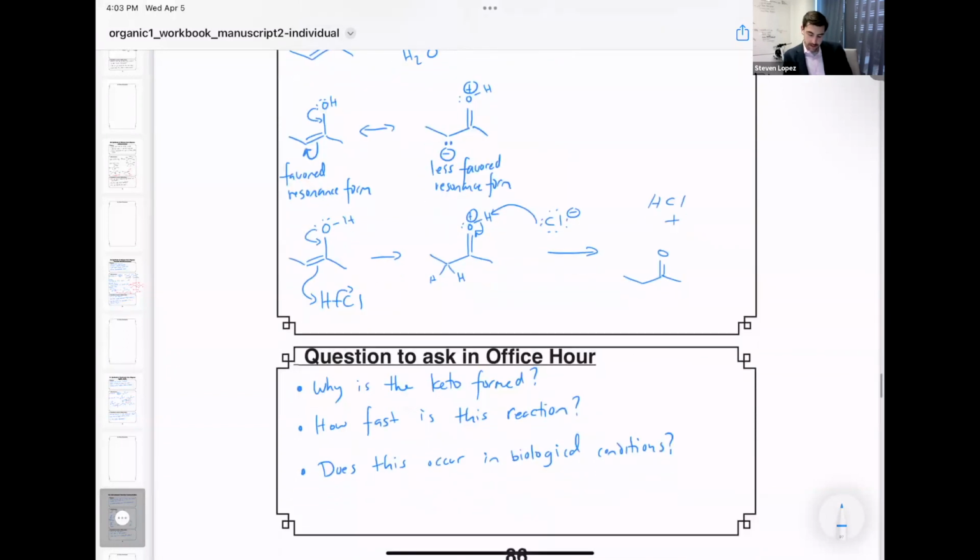For now, I'll leave you with some questions you can ask in office hour. 1, why is the keto formed? 2, how fast is this reaction? Does it depend on acid strength? 3, does this occur in biological conditions?